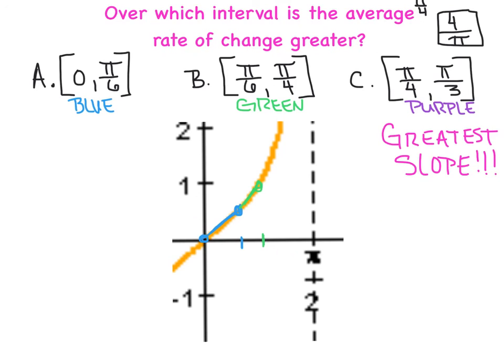And let's see, pi over 3 is right here. If I went from here to here, that looks like it's even steeper than the green one. So of the 3 line segments, I think purple's the steepest. And so the interval from pi over 4 to pi over 3 has the greatest slope, or the greatest average rate of change.